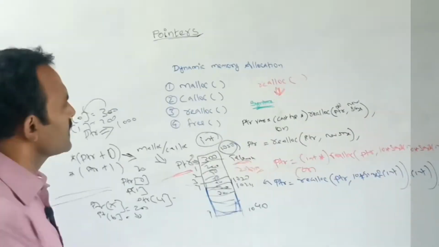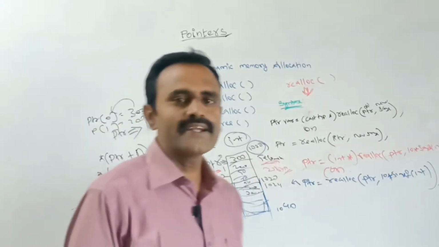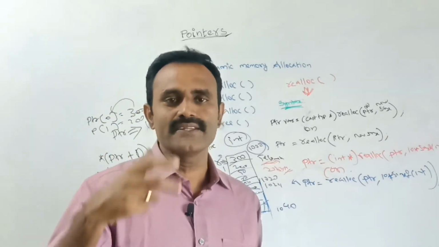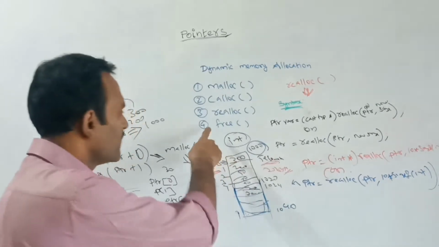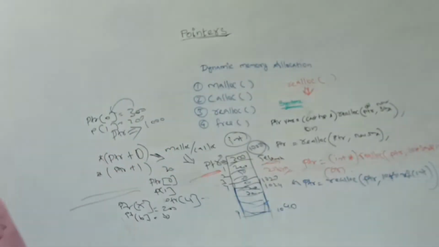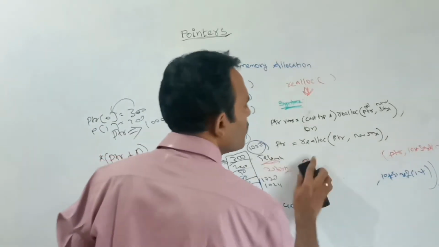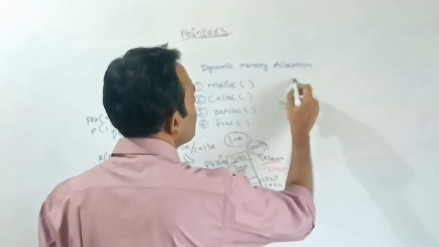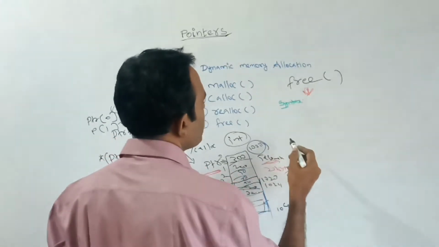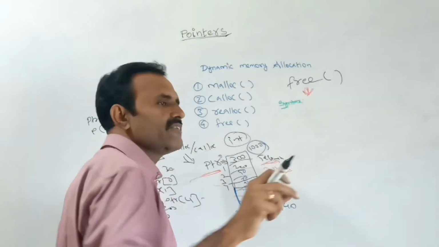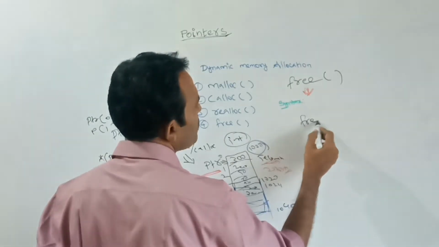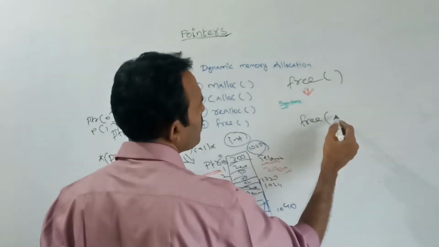Next, free is used after allocating the memory, if you want to remove or deallocate that memory. The syntax is very simple. Now let us see the syntax for free. It is used to deallocate memory, here for previously allocated memory. The syntax is just free, and after that the pointer variable name.